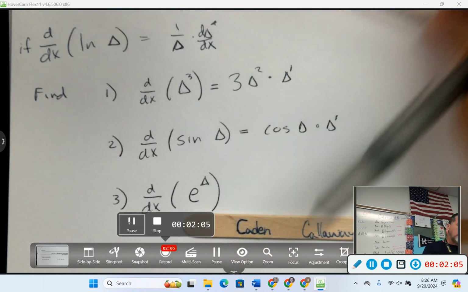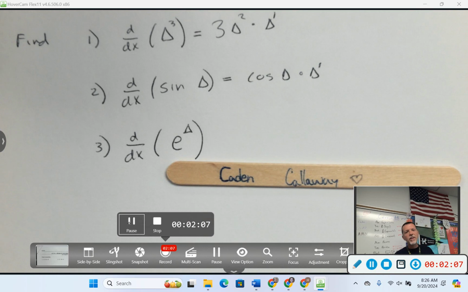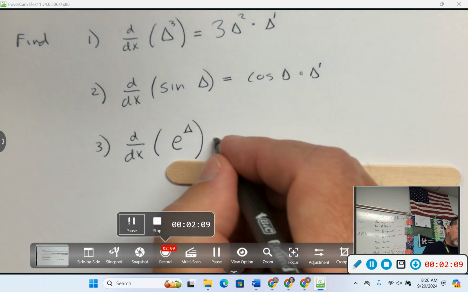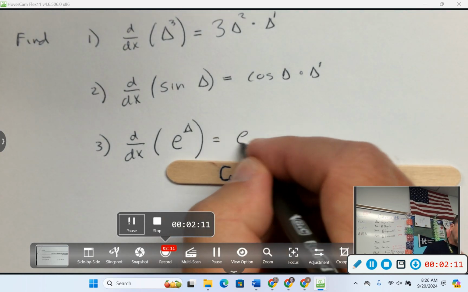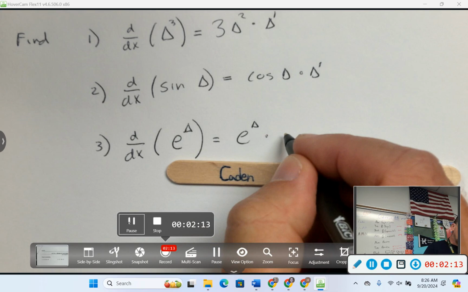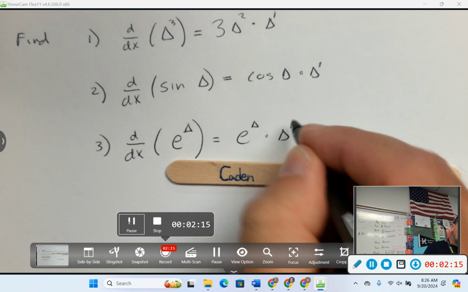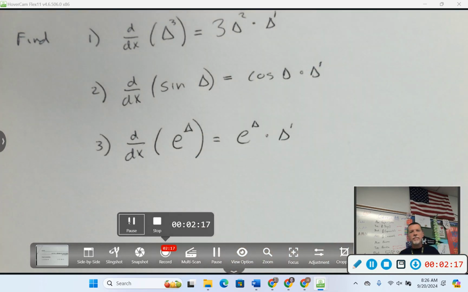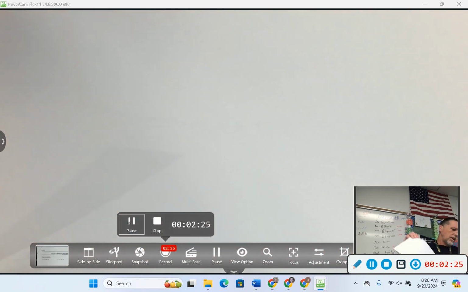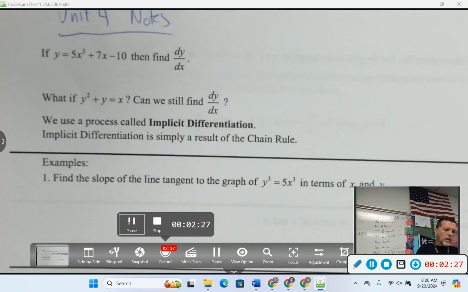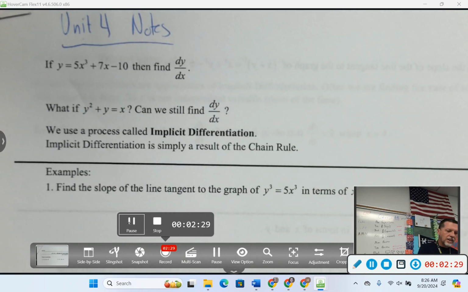Yep. Chain rule, chain rule, chain rule, chain rule. Caden, how about the derivative of e to a triangle? E to the triangle times the derivative of the triangle. Yes. Okay, I hope that was fairly straightforward, the emphasis being chain rule on those. So let's jump to the notes now. See if we can make this connection here.